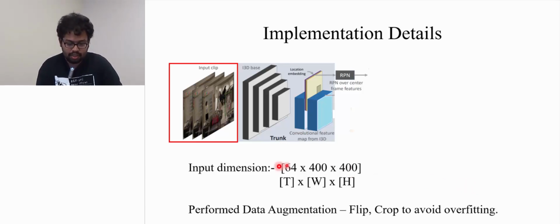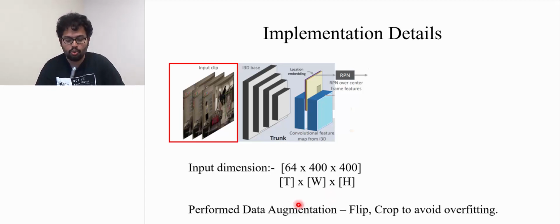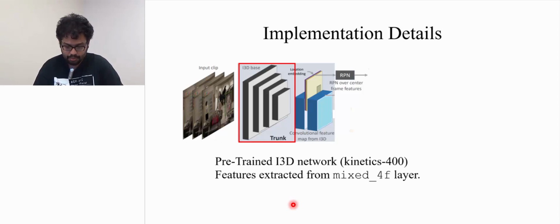So the input dimension: given a video sequence, they extract 64 clips, which is like 64 frames, and each frame has a resolution of 400 by 400, which represents the width and height, and 64 represents the temporal resolution or the number of frames. Since there are different classes in the data set which have very few samples as compared to the others, they perform data augmentation like flipping and cropping to avoid overfitting.